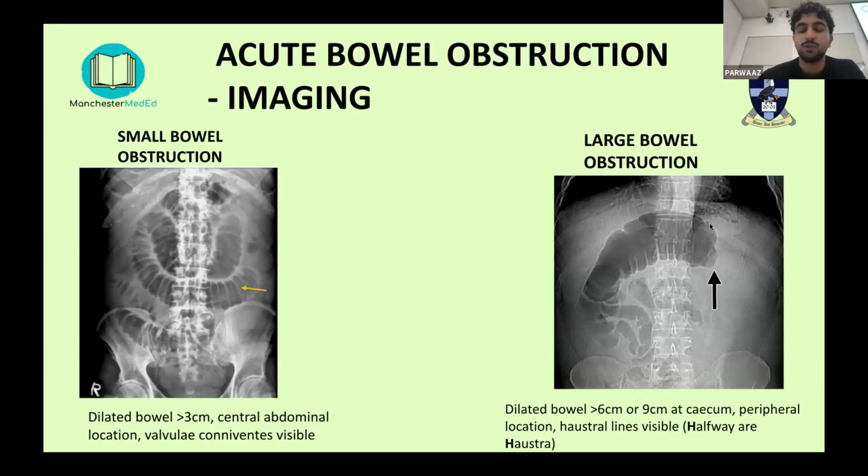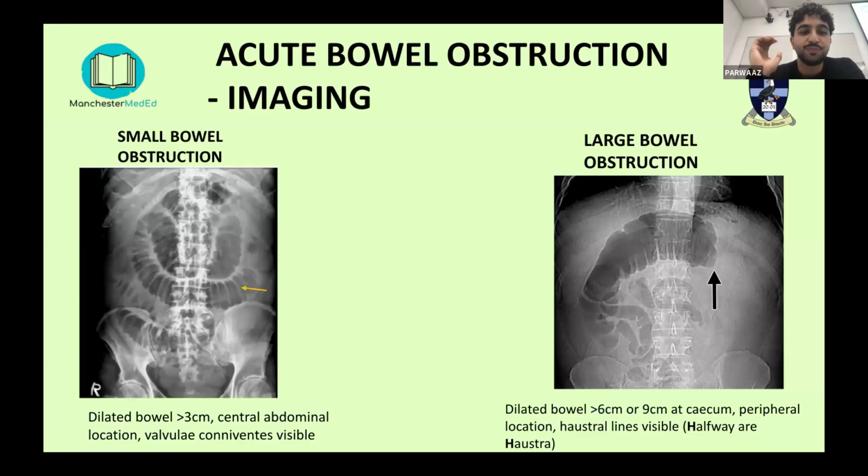And the large colon, if you remember back to your anatomy, you have haustral lines. So haustral lines only go halfway across the colon, which is a really good way to differentiate these two obstructions. Okay. And a good way to remember that is halfway or haustra. So that's the main way to differentiate.